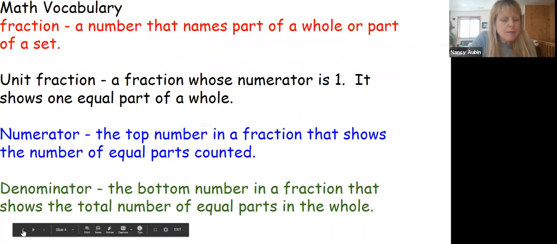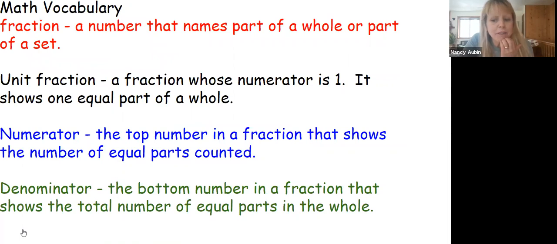Let me go back. Just want to remind you of our math vocabulary because we're going to be introducing in a couple days some new vocabulary. I want to make sure we have this down. A fraction is a number that names part of a whole or part of a set. We saw that in the book today. We looked at the marbles, right? You can have a fraction of a group or a group of rectangles or a group of circles. But we also can just have a part of a whole, like a part of a pizza or part of a cookie, or part of a fraction bar or number line.